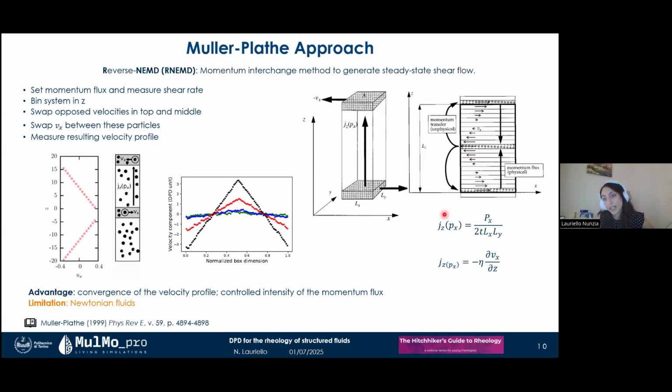The momentum flux is evaluated from the total momentum transferred in the system over time. The main advantage of this technique is the quick convergence of the velocity profile and the possibility to control the intensity of the momentum flux. This method is limited to Newtonian fluids.